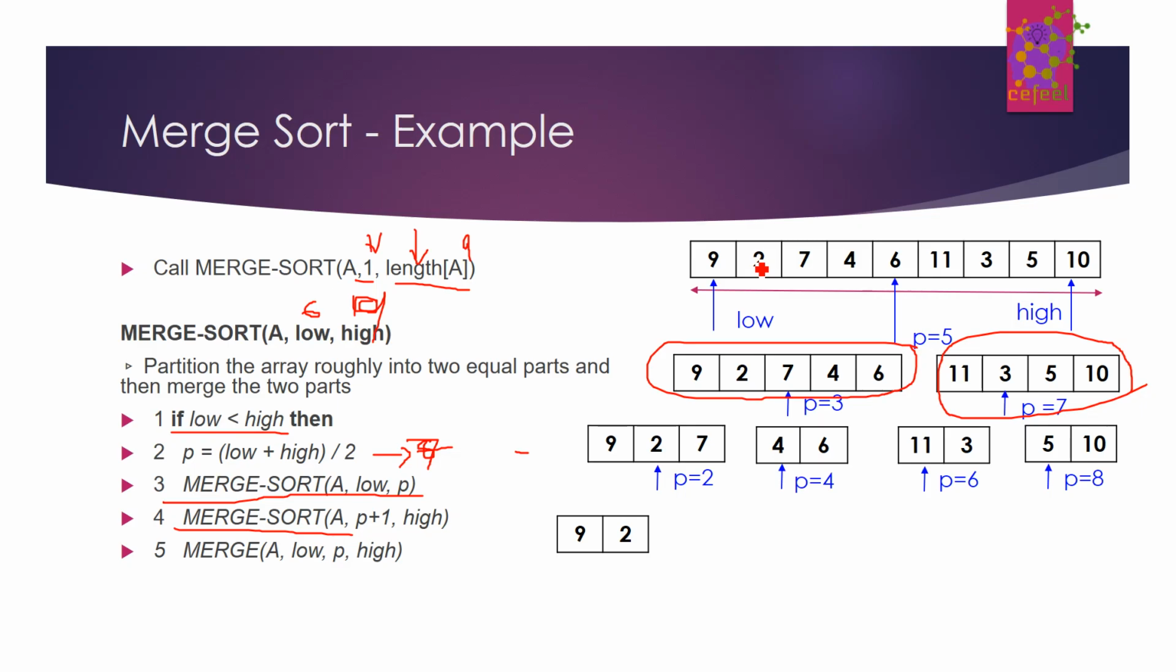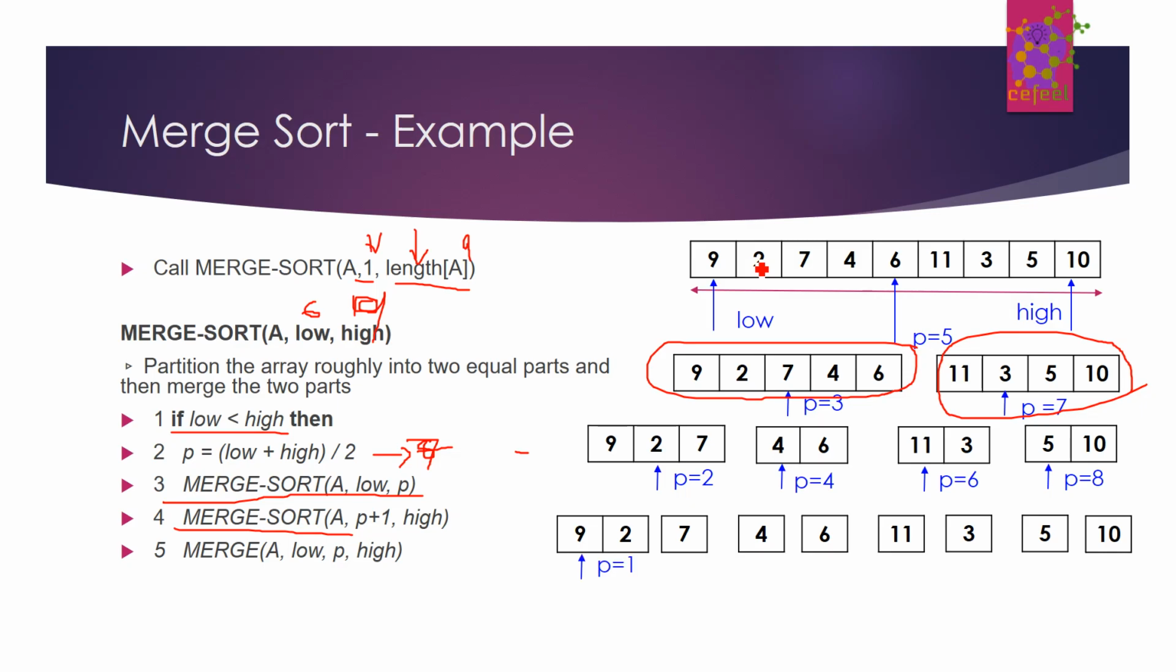Now 9 2 7 will be divided into 9 2 and 7 because P was 2, and in this case 4 6 will be divided into 4 and 6, 11 and 3, 5 and 10. Alright, now in the first subarray, which is 9 and 2, we have P equals 1 because this is 1 plus 2, 3, 3 by 2 is 1, so this will again be divided into 9 and 2. And then when we reach 7, because this is the only element, low and high will point to the same element.